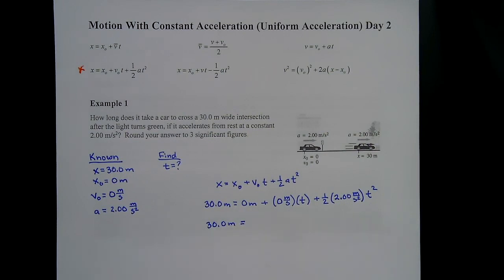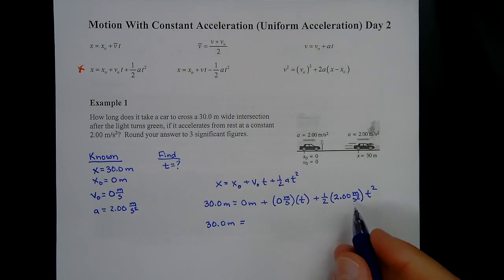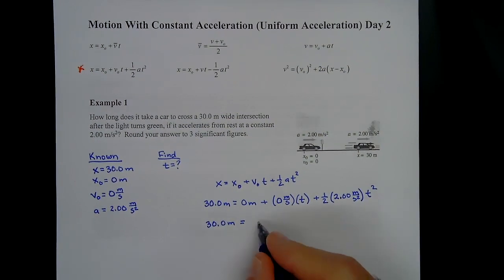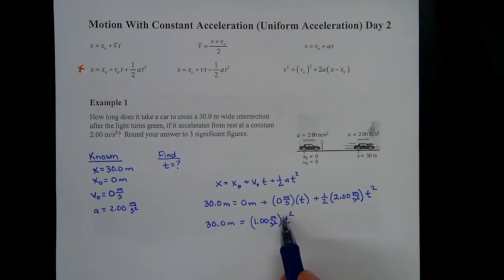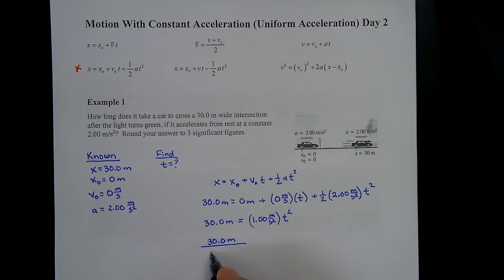Is equal to, we could do 1/2 of 2.00, which is 1.00 meters per second squared, times T squared. So I want to isolate this T squared by itself. I'm going to divide both sides by this 1.00 meters per second squared. So 30.0 meters divided by 1.00 meters per second squared is equal to T squared.